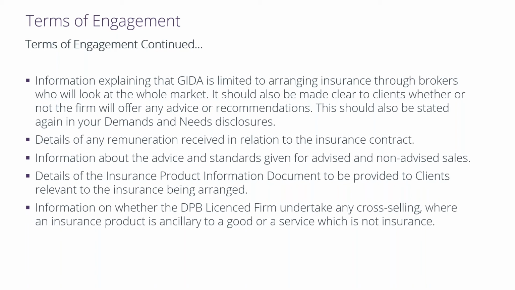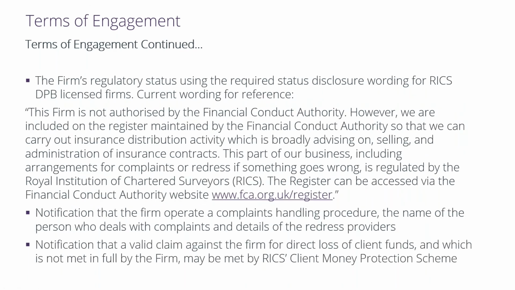Next, you need to state that the client will be issued with an insurance product information document if insurance is being arranged on their behalf. We'll discuss the insurance product information document later. And you also need to state information on whether the DPB licensed firm undertake any cross-selling. This is where an insurance product is ancillary to a good or service which is not insurance that are being sold as one package. The next item you need to include is the firm's regulatory status. The exact wording is provided on the slide. This wording needs to be included in full in your Terms of Engagement and cannot be amended.